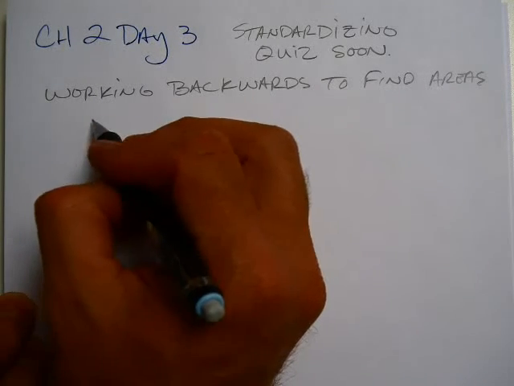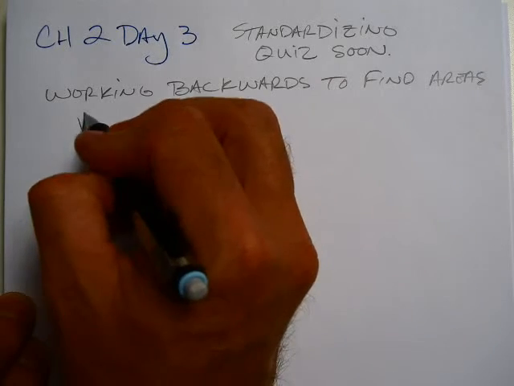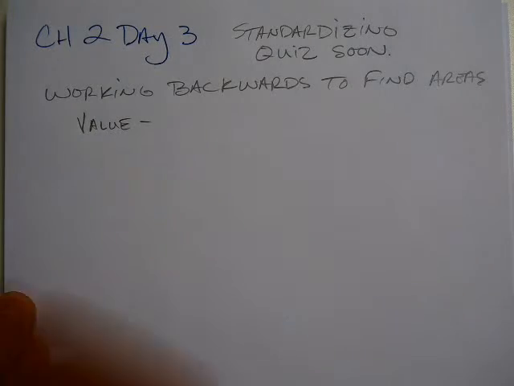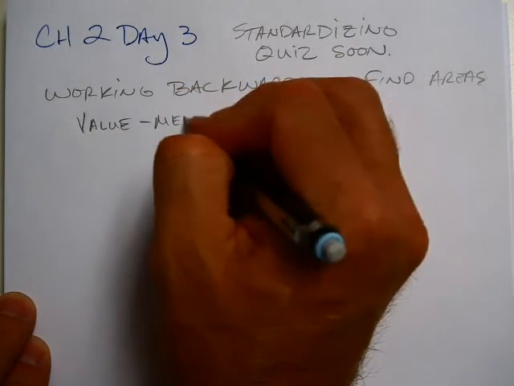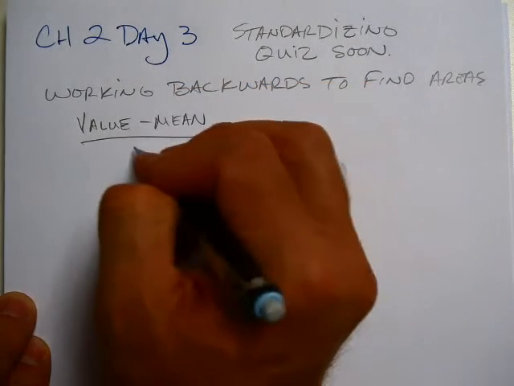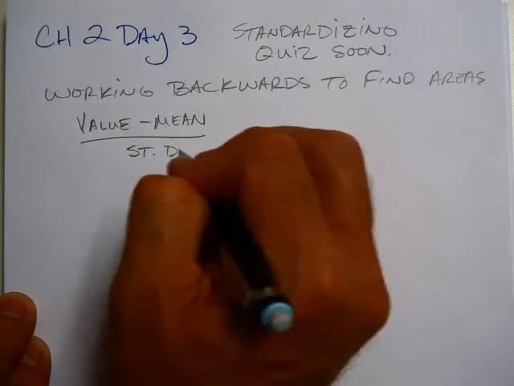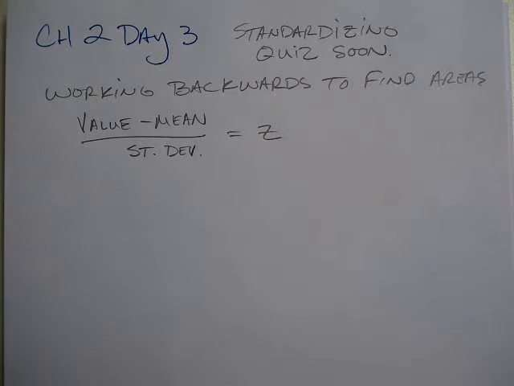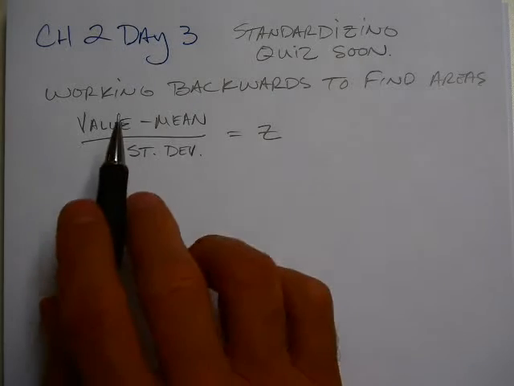So the standardizing formula that I've given you has been basically in words. Value, whatever the value is that you're looking at specifically, minus mean over the standard deviation equals z, right? The number of standard deviations a value is away from the norm, plus or minus. And it's simple algebra here is what we're going to be talking about.